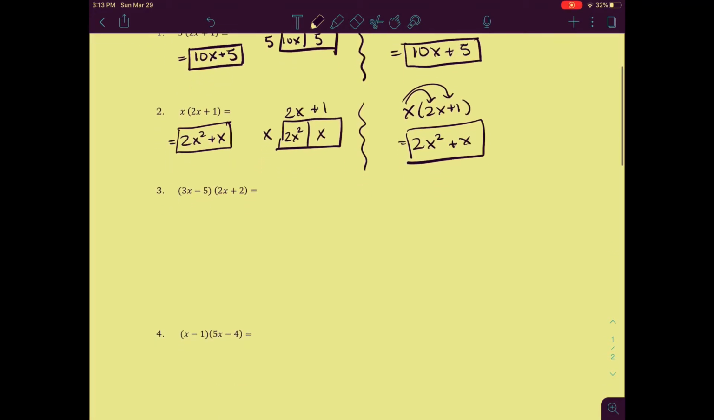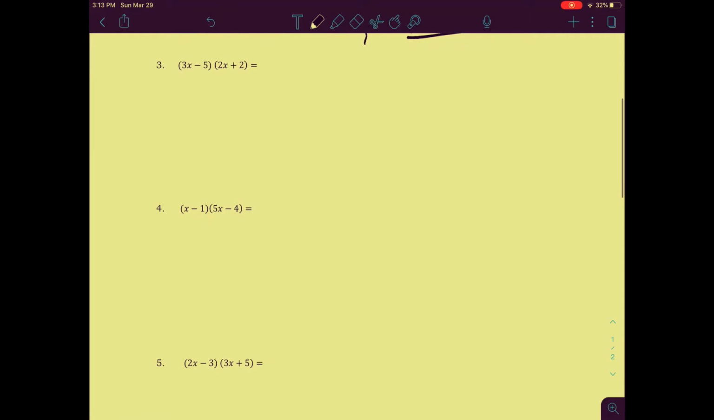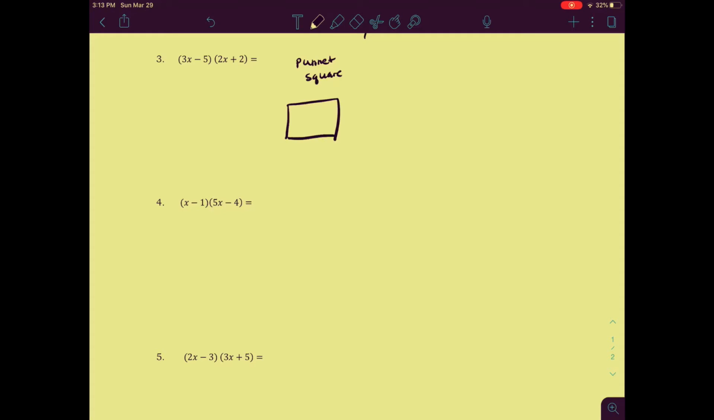What we're going to do now is we're going to be looking at how to multiply binomials, right? Here we have two terms multiplied by two terms. And so I'm going to show you two different ways of doing this. So this first method, we're going to create a Punnett Square. And so what that's going to look like, it's going to be a square broken up into 4 compartments.